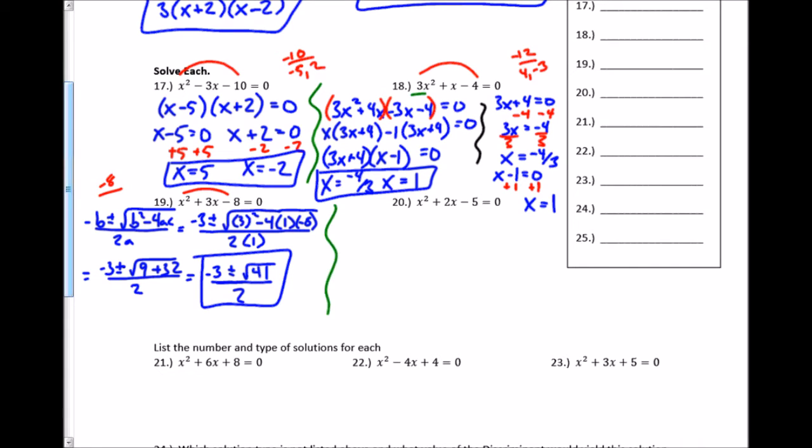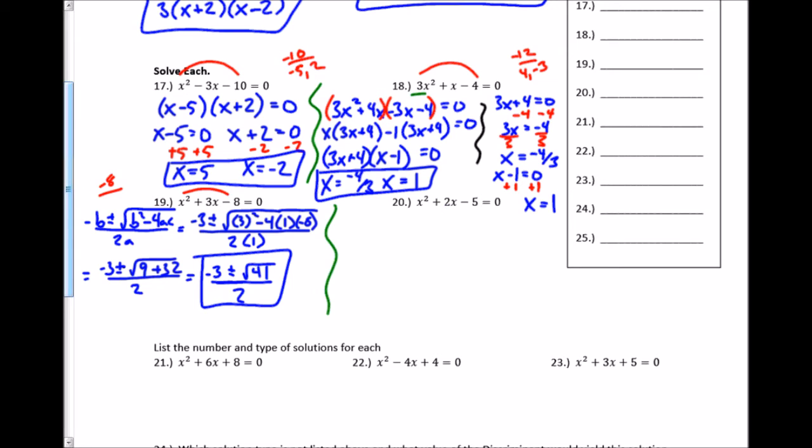In the next one, this one also can't be factored. I can try building a bridge and coming up with two numbers that multiply to negative 10 and add to a positive 2, but it's simply not going to happen. So I'm going to go to completing the square on this one, since I have an a value that's 1 and a b value right here that's even.